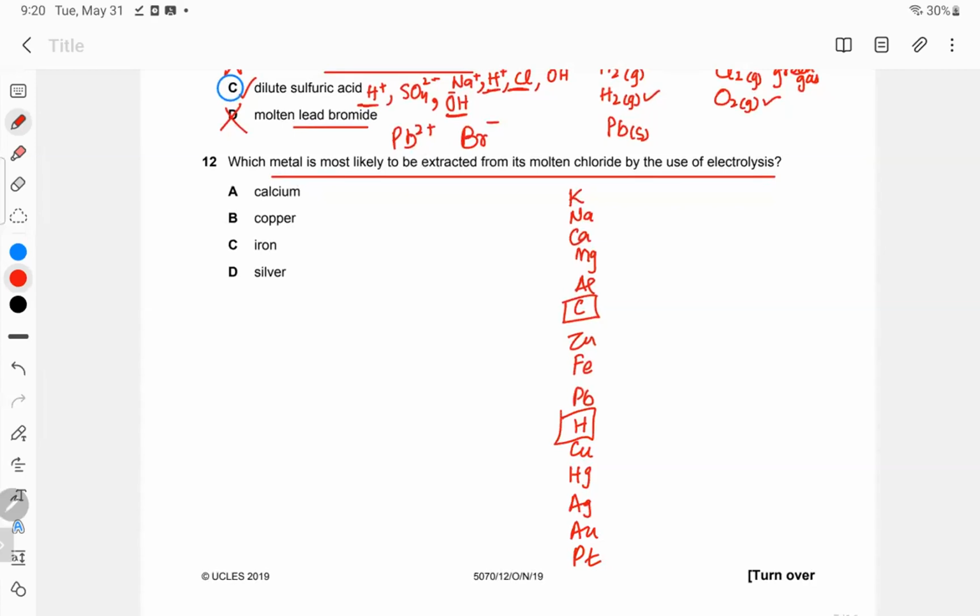The ones which can be extracted by electrolysis are the ones which are above in the reactivity series. So out of these, we have calcium over here. Yes, very good, Ayan. So A is our correct answer. And it means B, C, and D are all wrong. Is it understandable to everyone? Yes, sir.